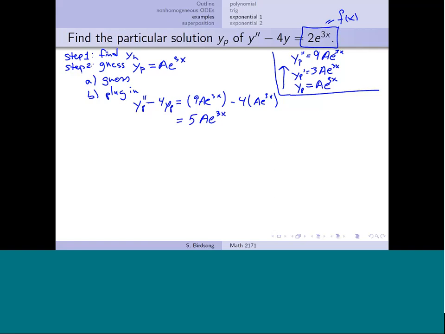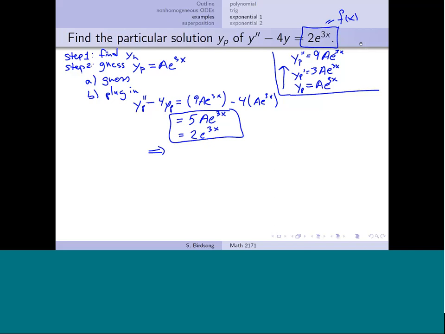So you just subtract your 4 from your 9, and you'll get 5 times a times e to the 3x. And what is this supposed to equal if it's a solution? If the guess for the particular solution actually is a solution, I should say. So we should have this whole thing equal to the non-homogeneous part, which is 2 times e to the 3x. This part right here is what we're going to use to solve for a.